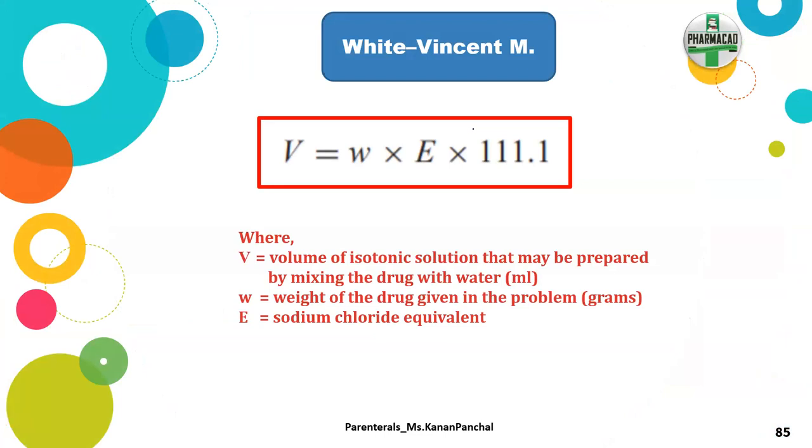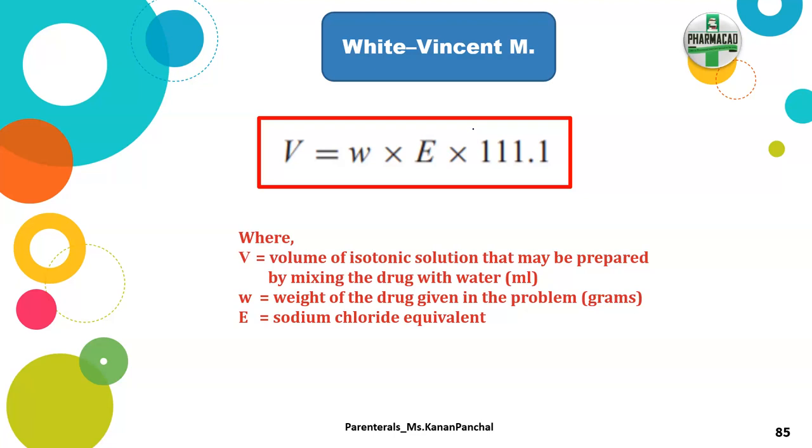Fine. White-Vincent method ka ye formula hai, wherein V is the volume of the isotonic solution that may be prepared by mixing the drug with water. W is the weight of the drug given in the problem. Matlab, kitna drug hai tumhare paas? That is W. E is wo drug ka sodium chloride equivalent. 1.1 is a factor. And V matlab wo drug ka tumhe kitna solution banana padega in water to make it isotonic.